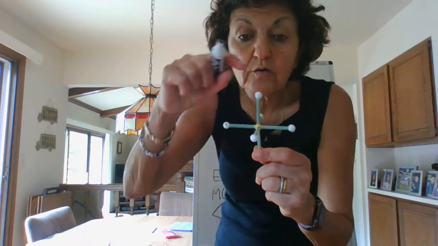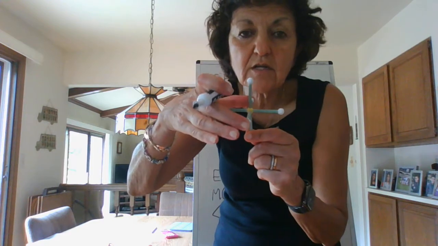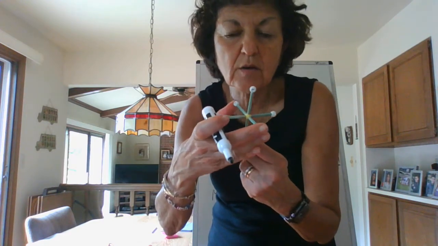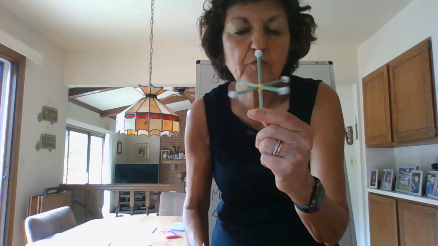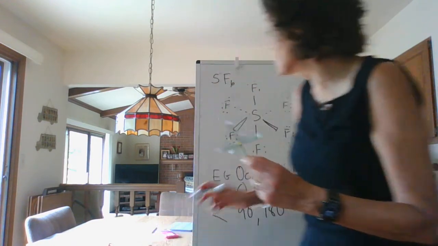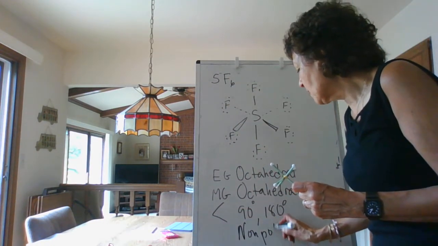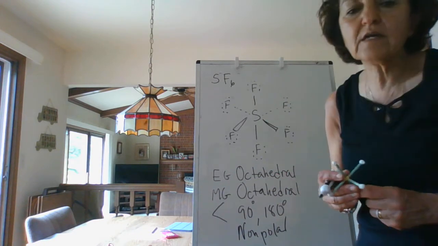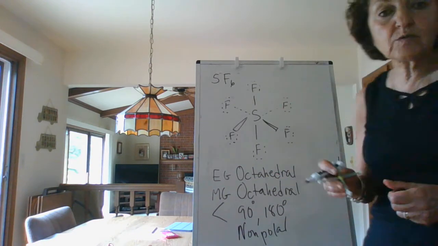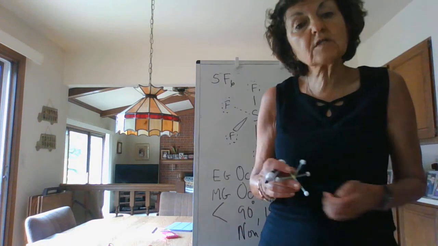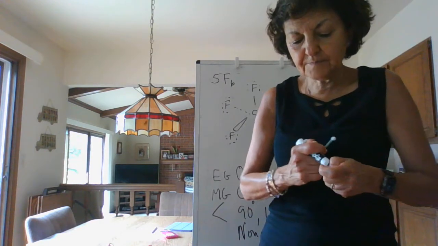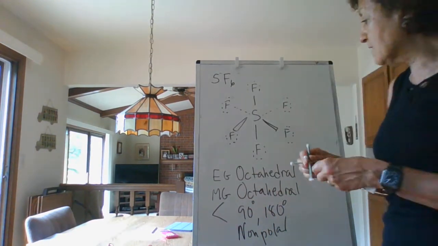Polar or non-polar. These 2 guys cancel each other out. These 2 guys cancel each other out. These 2, I mean, all identical peripheral atoms. So this one specifically is non-polar. If one of the fluorines was replaced with something else, then obviously it would be polar. Okay? All right, so that's that.